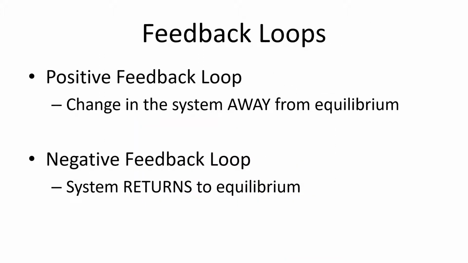And so the amount of energy that's available to that consumer depends on which trophic level it's actually eating at. And so in looking at food webs, we're going to look at feedback loops. Just a really brief definition before I get into how it all relates: a positive feedback loop is a change in the system away from an equilibrium, and a negative feedback loop is where a system is returning to an equilibrium.